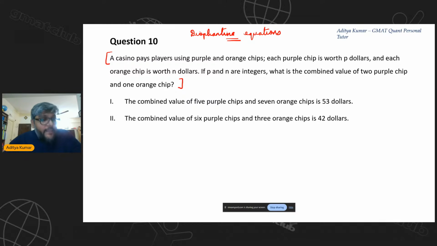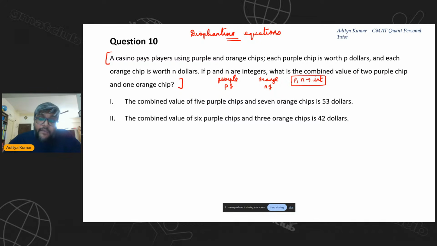A casino pays players using purple and orange chips. Each purple chip is worth P dollars, and each orange chip is worth N dollars. So my total earnings obviously would be P dollars times the number of purple chips and N dollars times the number of orange chips. If P and N are integers, critical information, I'll always put the information in a box.